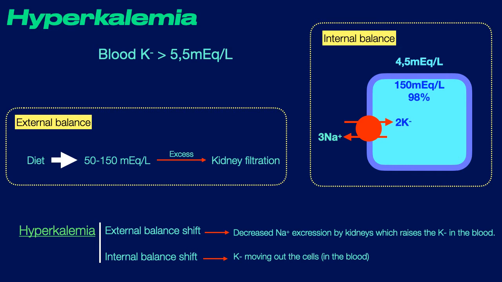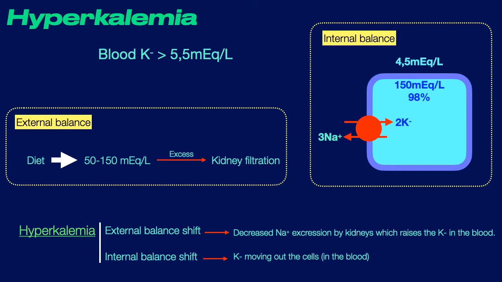If you remember, there is an internal and external balance of potassium, here represented by the two dotted boxes. For the internal balance, remember that intracellular potassium accounts for 98% of the total body potassium. This is normally about 150 milliequivalents, whereas outside the cell it's only about 4.5 milliequivalents per liter. Also remember that potassium establishes an overall electrochemical gradient across the cell membrane, which is responsible for setting the resting membrane potential of excitable cell membranes.